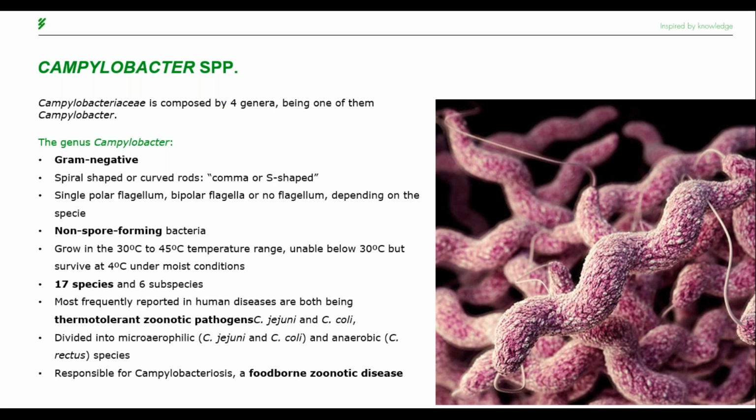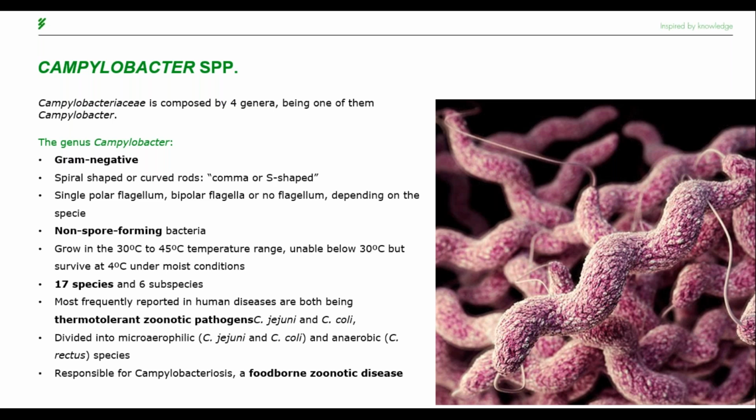Members of the genus Campylobacter are non-spore-forming bacteria and grow under microaerobic conditions between 30 and 42 degrees Celsius, the maximum being 45 degrees Celsius. Currently, the genus Campylobacter unifies 17 species and 6 subspecies, of which the most frequently reported in human diseases are Campylobacter jejuni and Campylobacter coli. Both species are zoonotic pathogens with wide host ranges, including farm animals such as cattle, sheep, pigs, and poultry, and wild animals as well.